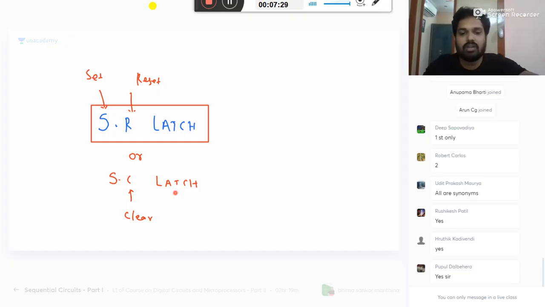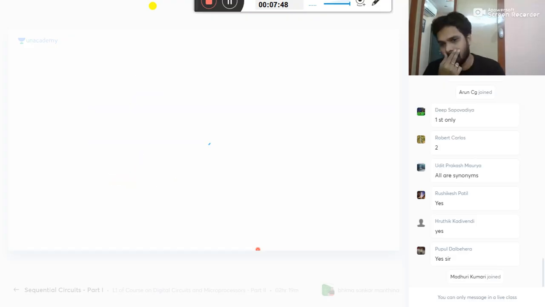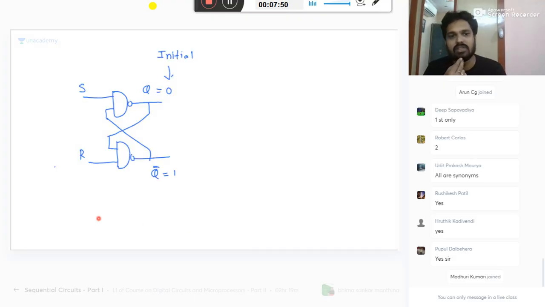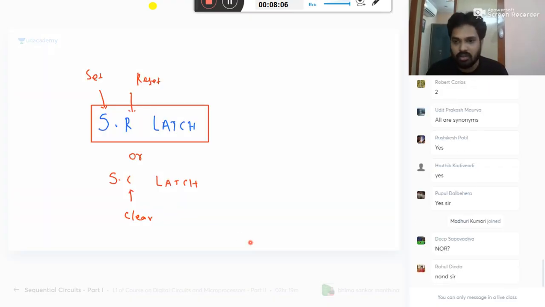Okay, so in that, let's have two versions. First one is using NOR gates. Okay, let me do it. So this is the circuit of SR NOR latch using NOR gates. What I am doing is, I have taken using NAND. Okay, don't worry. Let me upload NOR. We can discuss both.